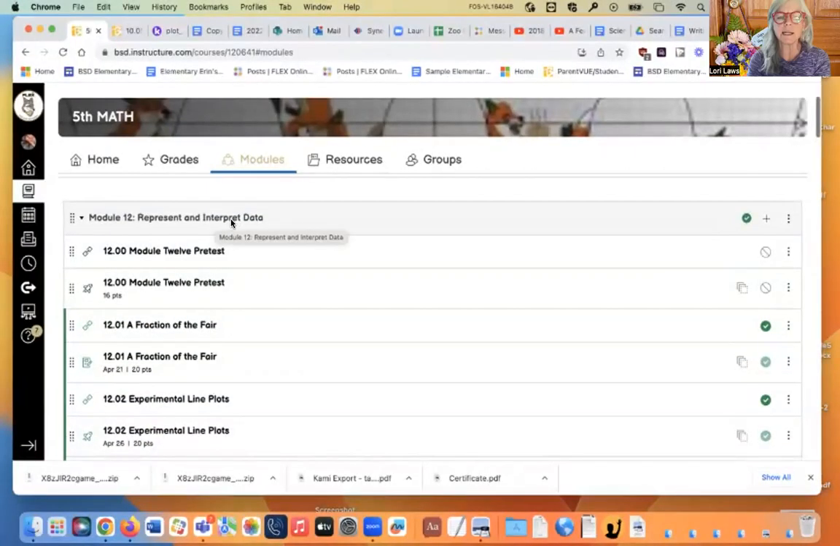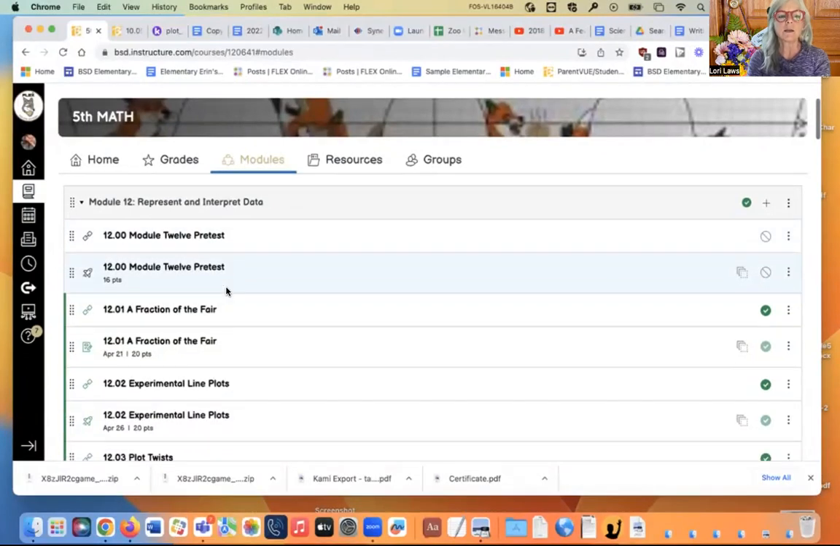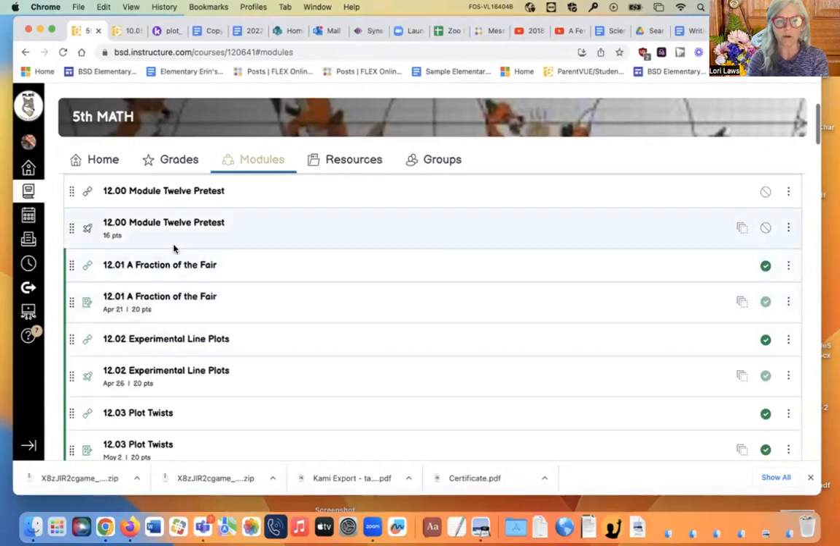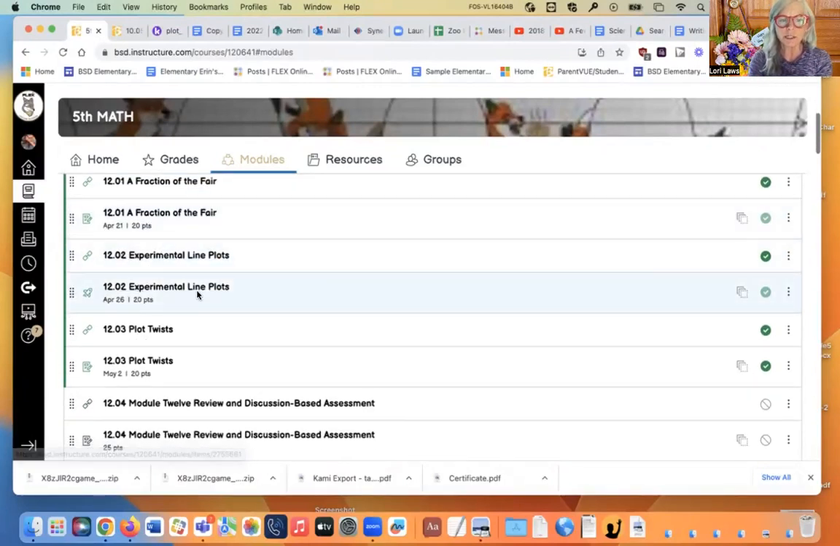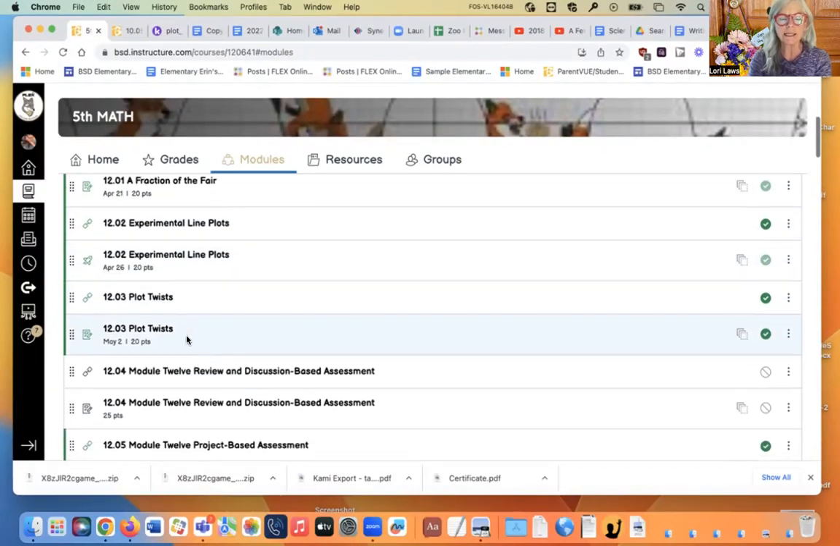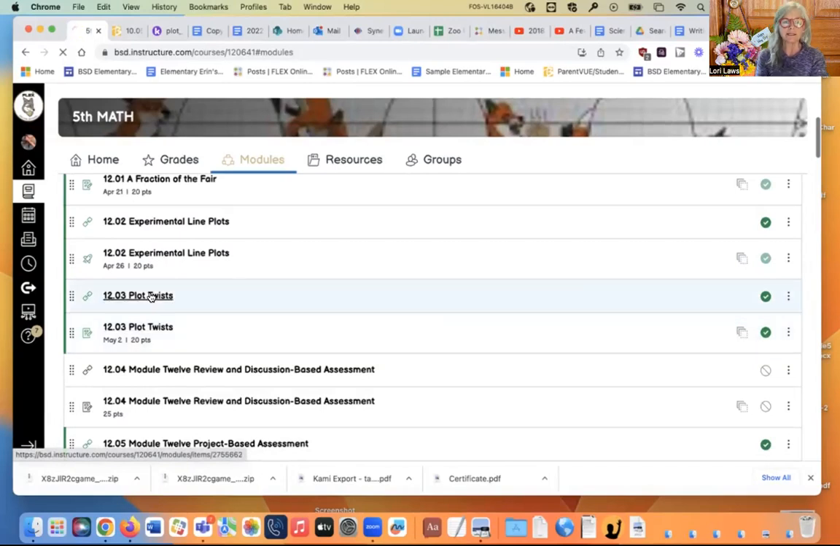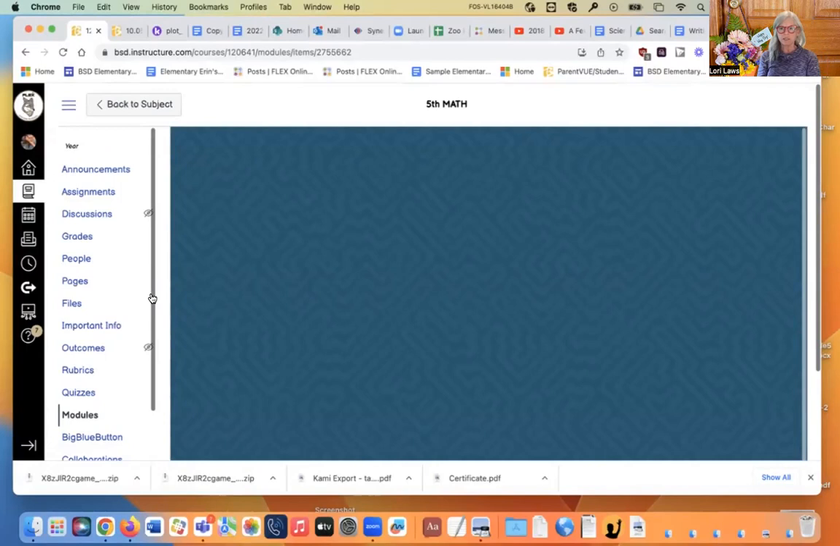Yeah, representing and interpreting data. So we skipped the pretest. Then last week we did this one together, the fraction of the fair, where we started looking at line plots. Last week you were supposed to do experimental line plots. And today and tomorrow we're doing plot twists. May 2nd, it's due tomorrow. So let's take a look at this lesson, 1203, plot twists.